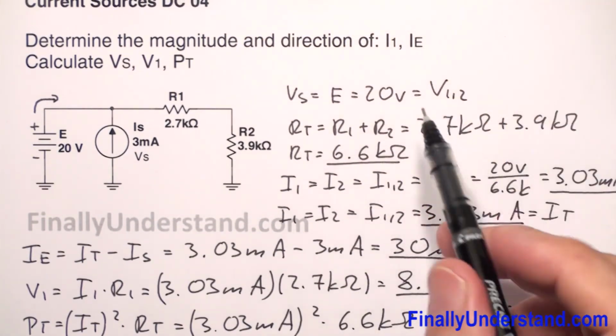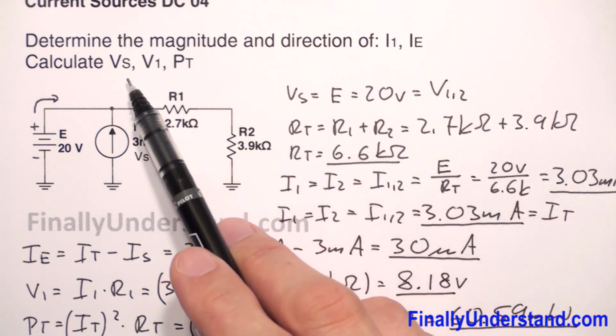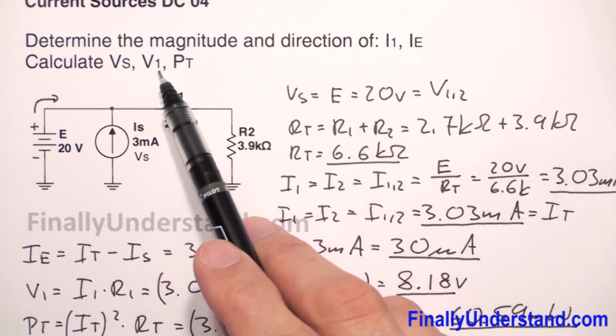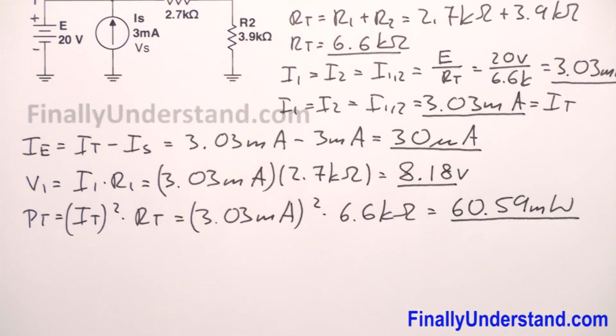Again, we found I1, we found IE, we found VS, we found V1, and we found P total. So we can say that the problem is solved.